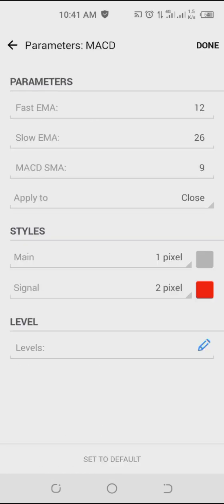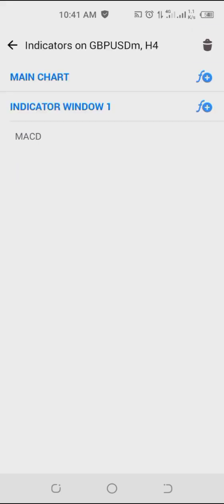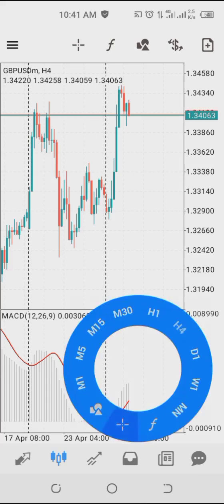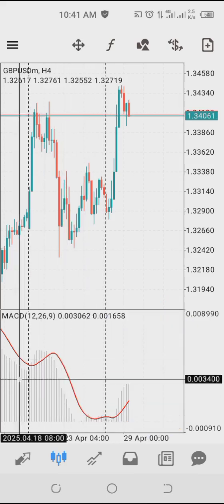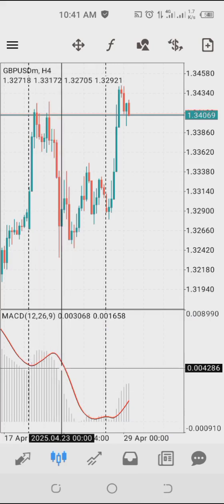We're making use of the fast EMA 12, slow EMA 26, MACD SMA 9, apply to close. Then we have the main 1 pixel, signal 2 pixel. For the color, those are not so important. You can use whatever color of your choice. Now I'm clicking done. So this is the MACD on my chart. This is what we call the MACD, moving average convergence divergence.